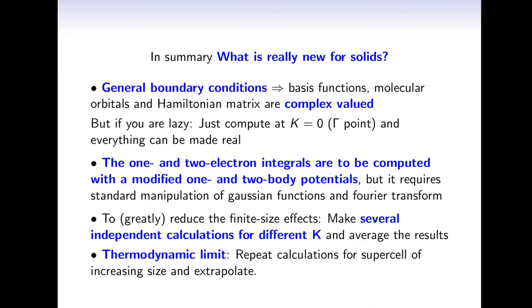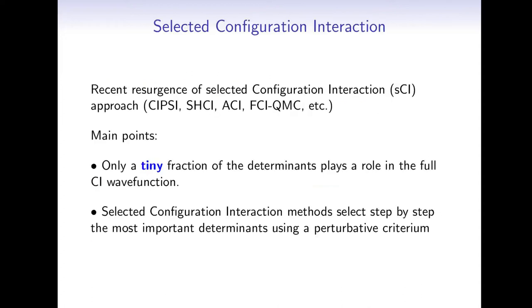And after that, as I said, instead of making one calculation like we would do for a molecule, you have to make a number of calculations for your big molecule in the supercell for different k. And of course, you have to look at the thermodynamic limit, which means repeating the calculation for supercells of increasing size and extrapolating. So it's finally not very, very different.